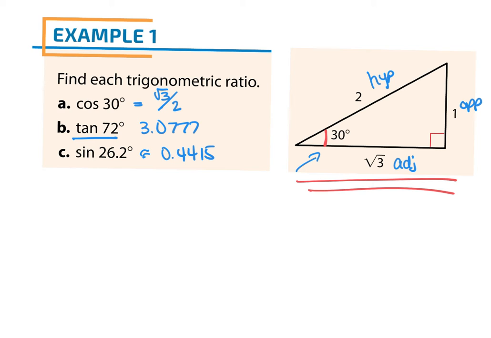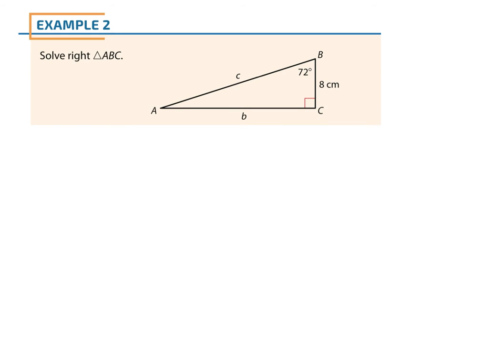We just know the degrees, so we can use our calculator to calculate those ratios in decimal form. All right. So we're going to use this information with angles to then calculate other things. Let's look at this first triangle. It says solve the right triangle.